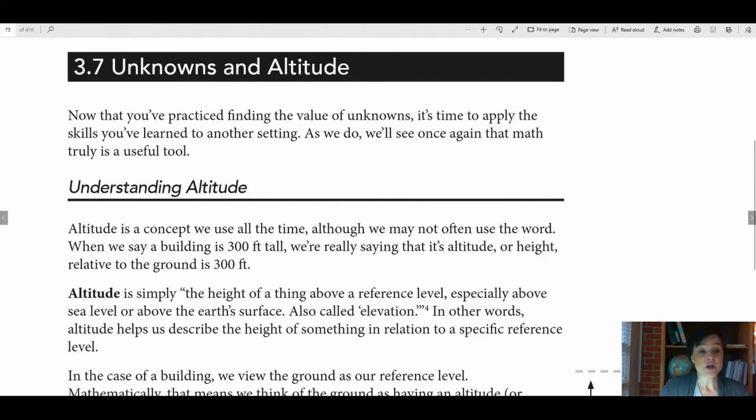Good morning. Let's go ahead and start section 3.7. Now this is actually the last lesson pretty much in this chapter. You're going to have another part of a lesson to do with it, but this will be all you do until you take your quiz, and then we'll take our quiz today or tomorrow.